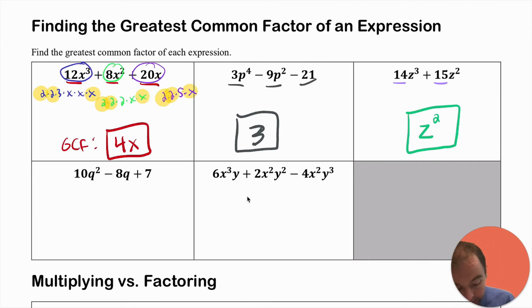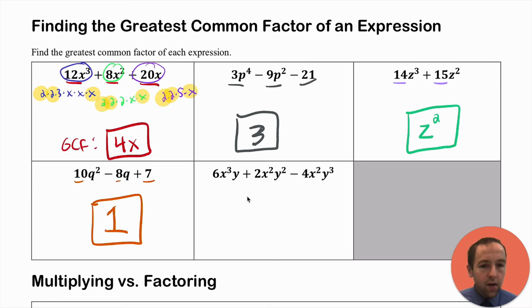In the fourth example down here, we've got 10q squared minus 8q plus 7. So when you compare just the coefficients, those numbers, 10, 8, and 7, the only common factor they have is just a 1. So we don't really have to worry about that aspect. And then in terms of variables, the 7 doesn't have any variables, but the other terms have variables. So there's really not a variable that they're all divisible by either. So I guess the greatest common factor is just going to be a 1. You can really only divide everything there by a 1.